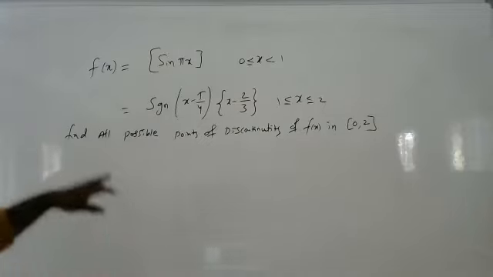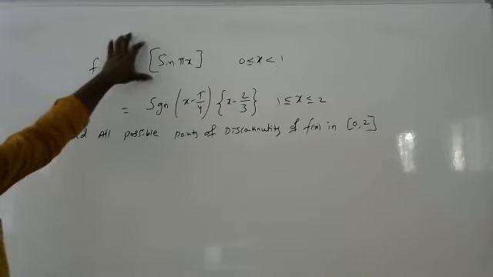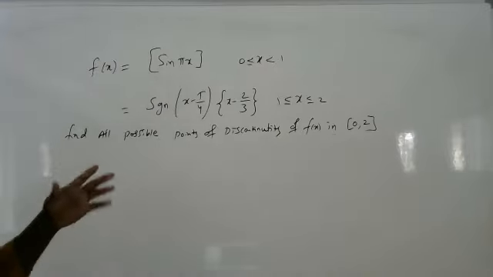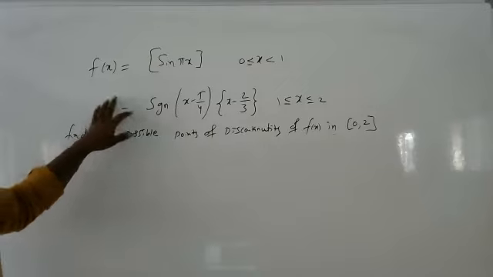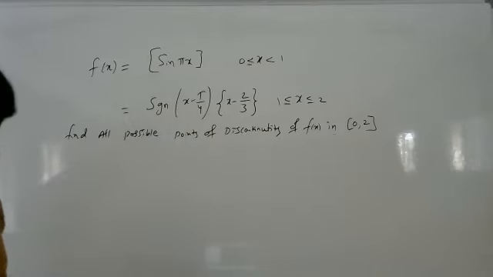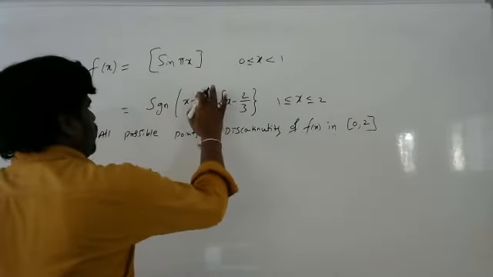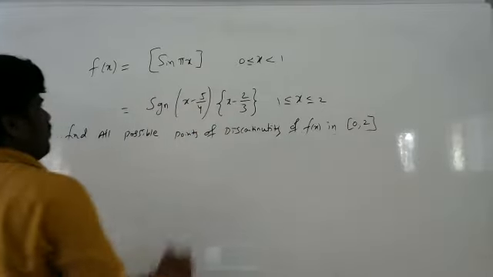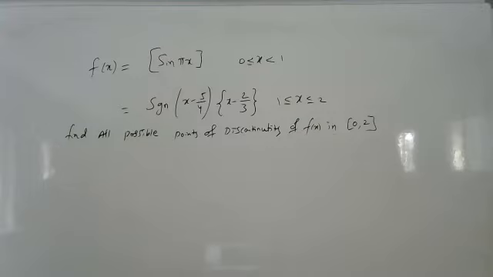See here, f of x is equal to greatest integer of sin pi x when x is between 0 and 1, and equal to signum of x minus pi by 4 times the greatest integer of the fractional part of x. I will also give some homework questions, and you have to do them. What is asked is at which points this function is discontinuous.